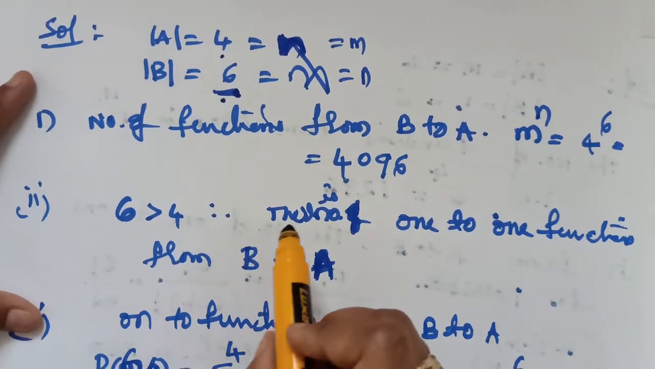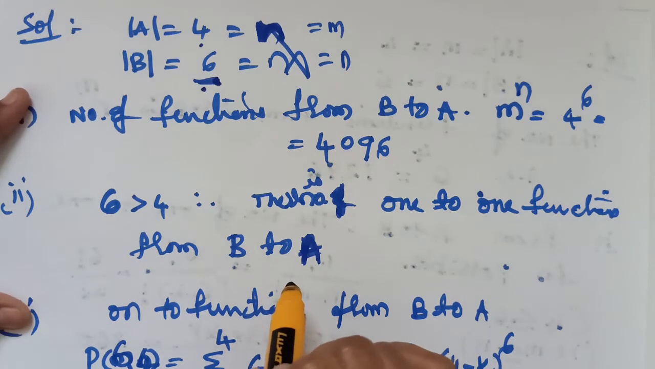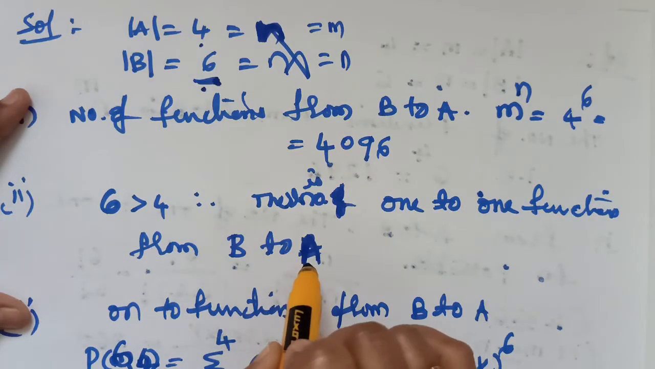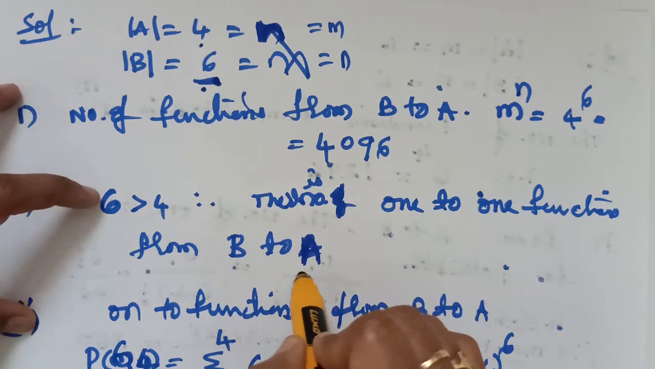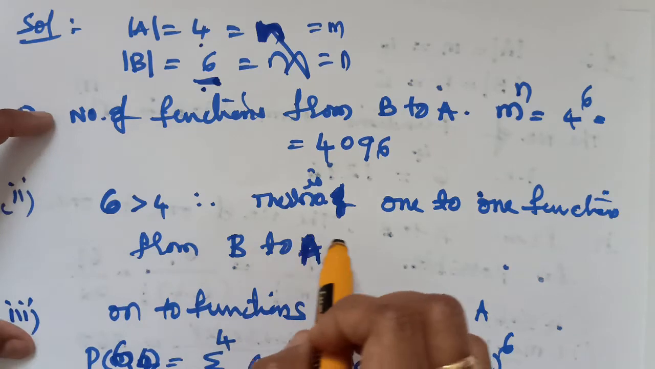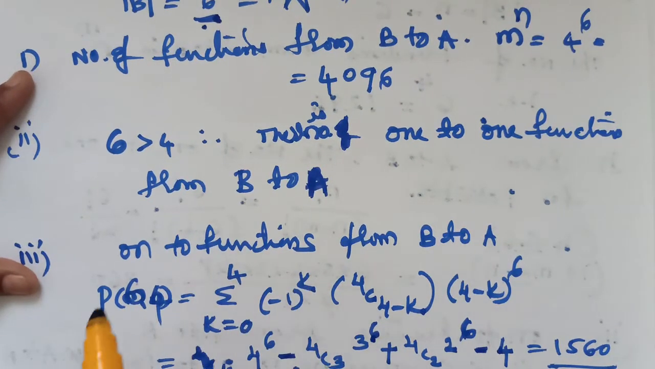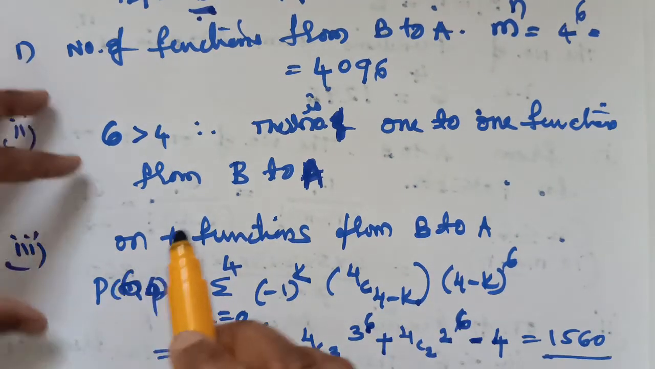When you are calculating the number of one-to-one functions from B to A, then the cardinality of the first set will become m and the second set will become n. So here m is 6 and n is 4, m is greater than 4, therefore there is no one-to-one function. So to know the onto functions from B to A, this is the formula. Okay, so in this way we can solve the second bit.